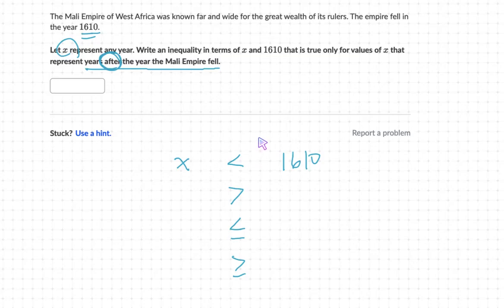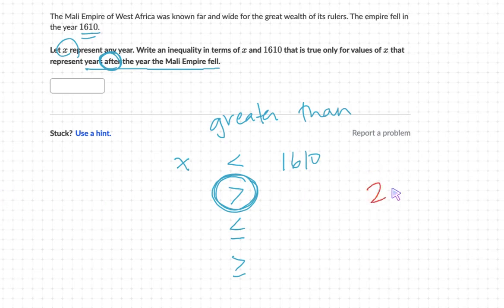Okay, if you said that it was greater than, you are correct, because you can come up with another random year, like our year right now, 2019. It is a number that's greater than 1610. Is it after the year that the Mali Empire fell? Yeah, right now is after that time in history. So all values that are bigger or greater than 1610 would work.